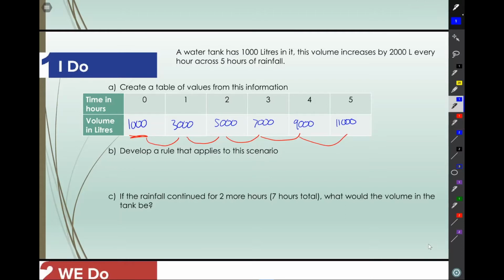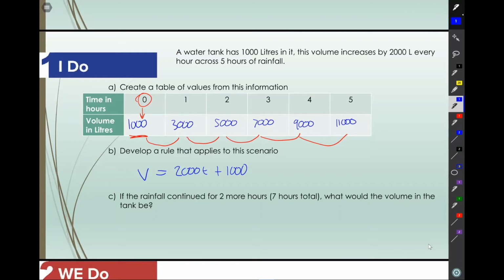Let's write a rule that describes what's happening here. Our jump here is 2,000. So we know that we're going to have 2,000 times time. And what do we have to add on? Well, when time equals 0, volume equals 1,000. So we need to add on 1,000. That's a bit of revision from developing a rule.